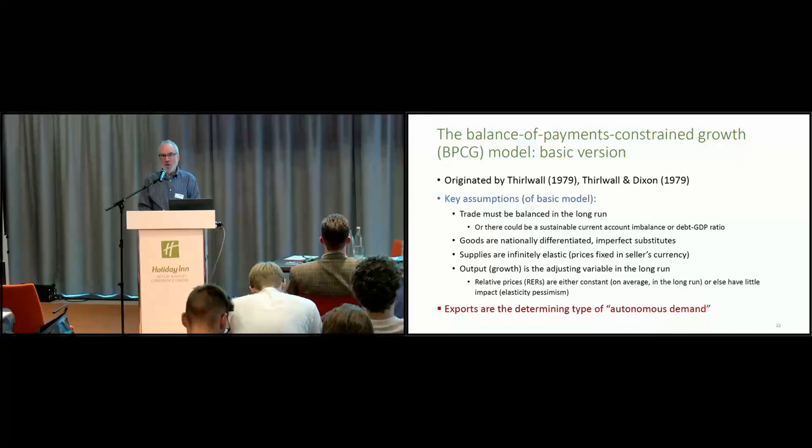That's the Keynesian element. And in the traditional version of, I call it BPCG, for balance of payments constrained growth, relative prices, usually measured by the real exchange rate, are either constant, not that they never change, but that they have a flat long-run trend, or else the elasticities, the price elasticities, the epsilons in my model, are so low that the price changes have little effect.